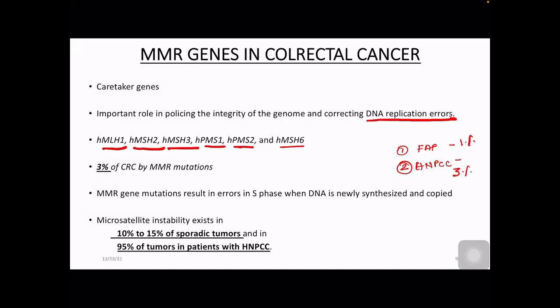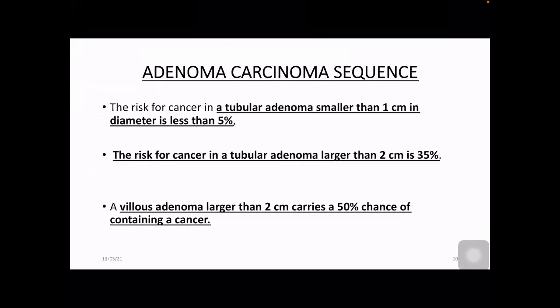Okay. So what does MMR gene mutation result in? It causes errors in S phase when DNA is newly synthesized and copied. Basically, the DNA replication errors are not corrected because of the mutation in the MMR genes. So what percentage of sporadic tumors have MMR mutation and what percentage of HNPCC have MMR mutation? As we all know, MMR gene mutation is the most common in HNPCC, and about 95% of patients with HNPCC have MMR gene mutation, whereas in sporadic tumors, only 10 to 15% have MMR gene mutation. So remember, even in sporadic tumors, up to 10 to 15% have MMR gene mutation. Fine.